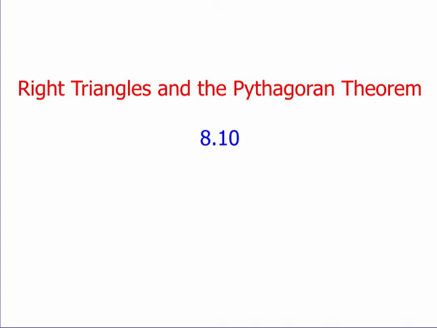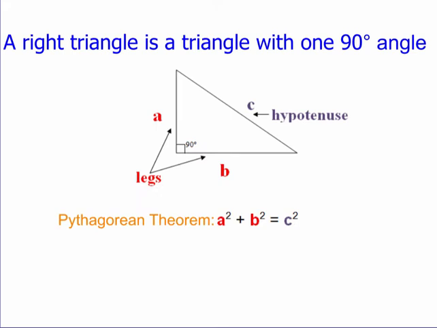For this video, we are going to be discussing right triangles and the Pythagorean theorem. So what is a right triangle? A right triangle is just a triangle that has exactly one 90-degree angle. So right here we have an example of a right triangle.